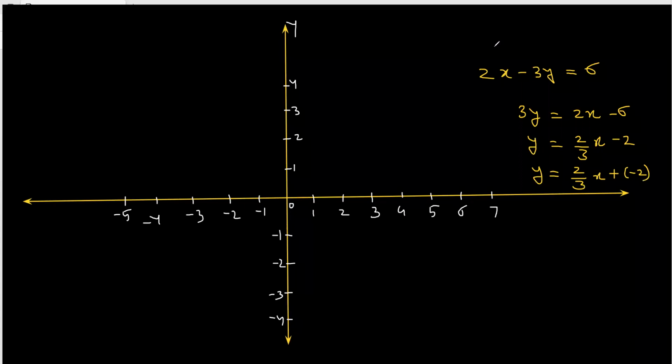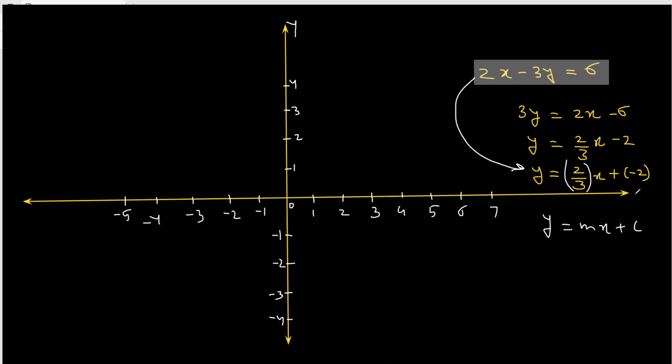So now this line, which was in general form, is a linear equation in x and y. It represents a straight line. In order to get that straight line properly, I got it in y equals mx plus c form. The y-intercept is minus 2, and the slope is 2 by 3, a positive slope.